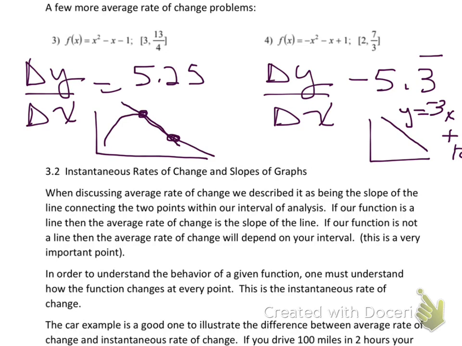Okay, so as I go on reading here, if our function is not a line, then the average rate of change will depend on your interval. And this is a very, very important point. So for example, for this function that I've drawn over here, if I'm going to check this interval, I have 1 rate of change. If I'm going to check this interval, however, I have a different rate of change. Whereas for the line, no matter where I check it, I will always have the exact same rate of change. All right, because it's just a line, and the rate of change will always be the slope, and the slope of a line is constant.